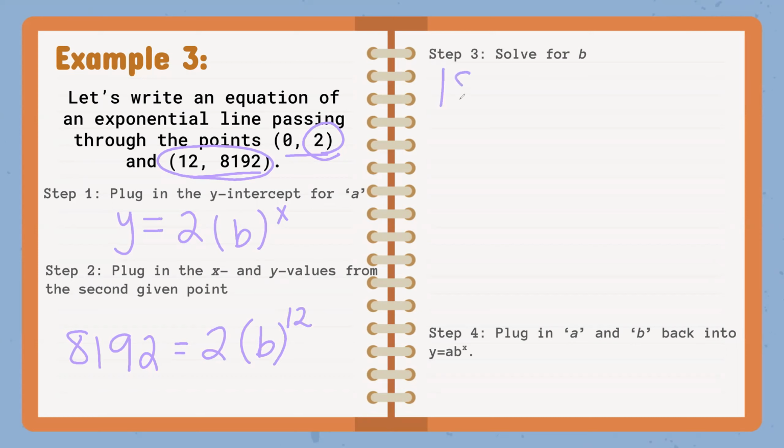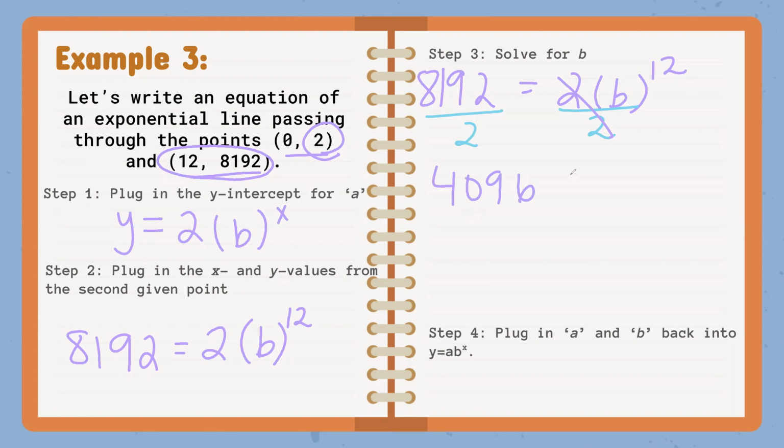So now I need to solve for my B value as my third step. 8192 is equal to 2 times B to the 12th power. The first step in getting B by itself is divide both sides by 2. And that will reduce this to 1. 8192 divided by 2 is equal to 4096 is equal to B to the 12th.